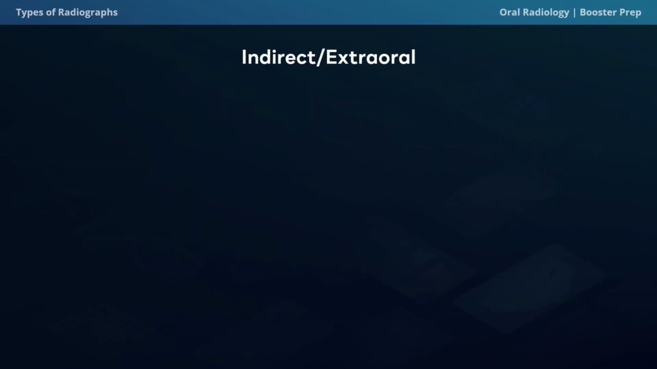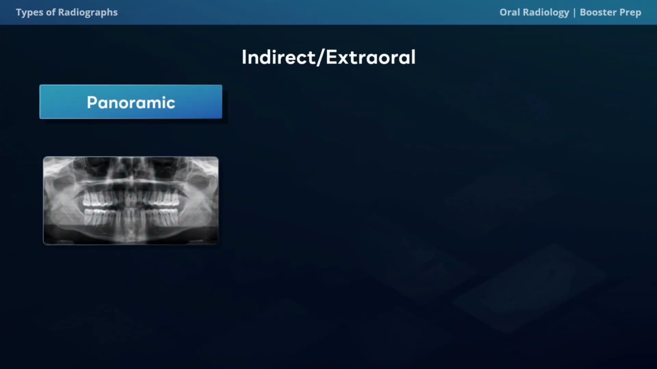Talking about indirect or extraoral x-rays, the first one up is the panoramic, which many of us are very familiar with. We may have had some taken on ourselves, or we may have taken some on patients, and this one involves the machine rotating around the patient's head to capture a full view of all the teeth and the jaws in one single image.